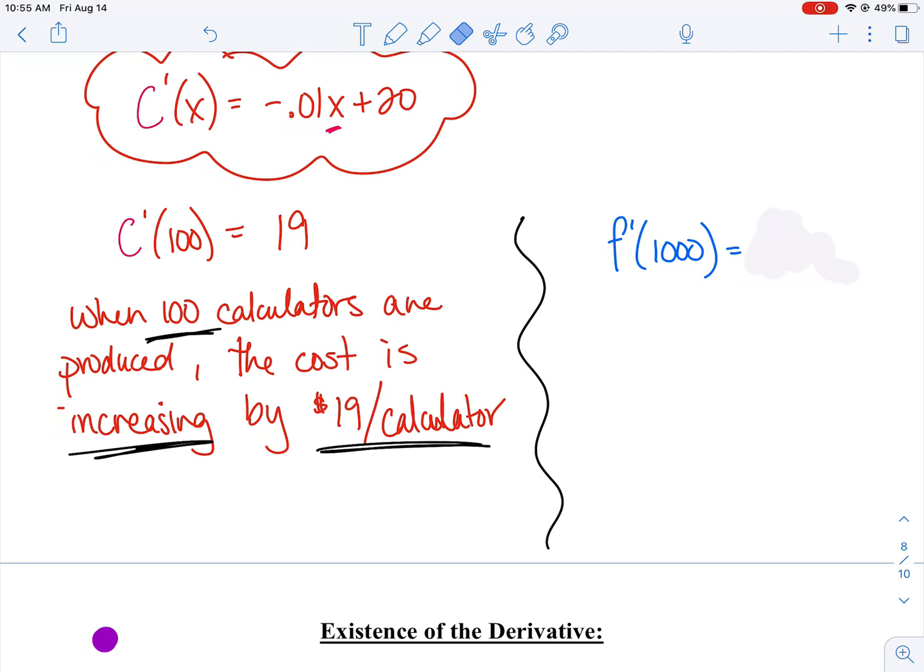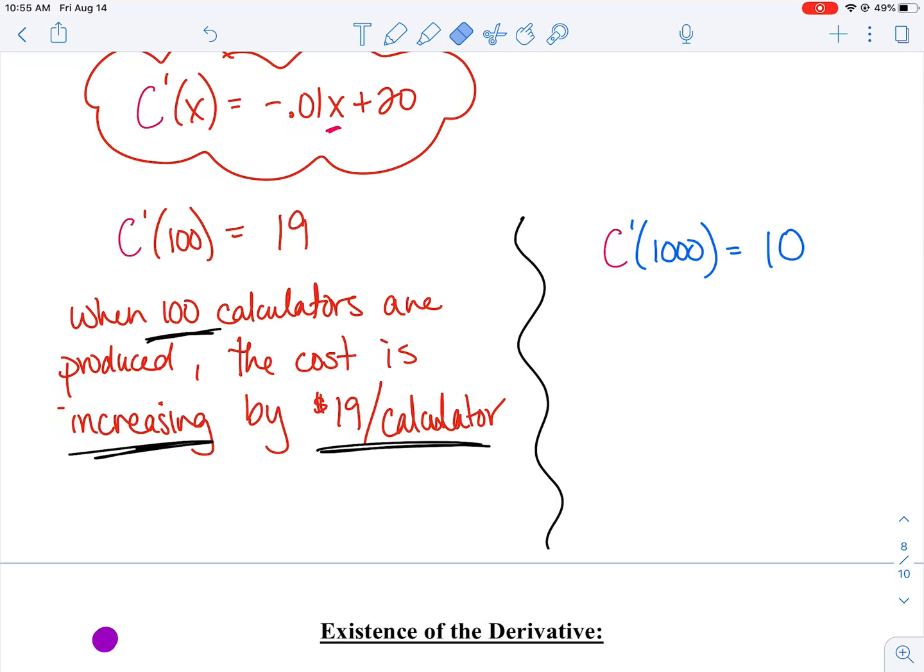So let's figure out what the cost change is when we manufacture 1,000 calculators. If you plug in 1,000 to your derivative, you should end up getting 10. So write a sentence interpreting what that answer means with the three things. Okay. Did you say something like, when 1,000 calculators are produced, the cost is increasing by $10 per calculator?